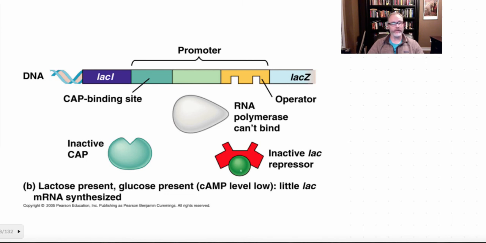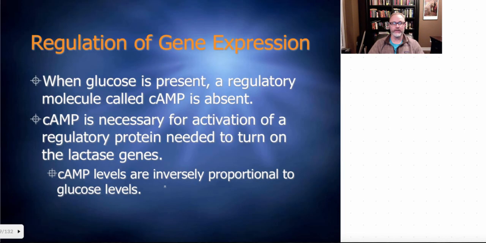Okay, the repressor is inactive, so we could conceivably make the genes. However, glucose is also present, so we don't have any reason to express these genes. We're not going to waste any of the energy. We've got a preferential form of energy available to us in the glucose.